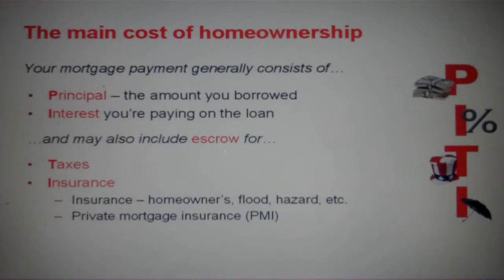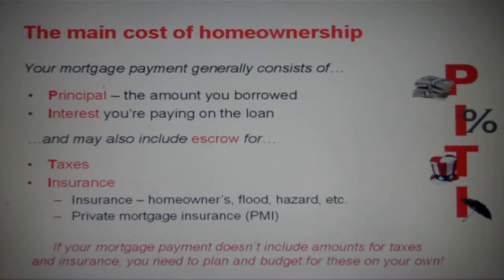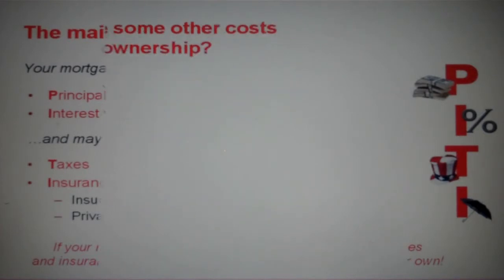Having an escrow account allows the taxes and insurance premiums to be divided over a year into smaller monthly payments, rather than requiring you to pay the full amount at one time. It's important to note that if your mortgage payment does not include the amount for taxes and insurance, you will need to plan and budget for those items on your own.